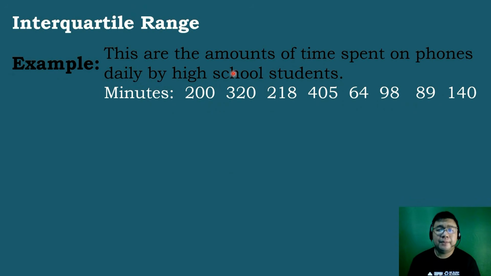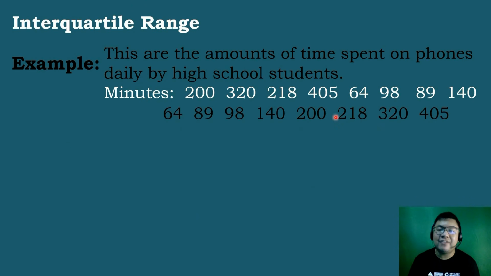So these are the amount of time spent on phones daily by the high school students using the same example. These are the same given as earlier. So let's have the interquartile range. To get the interquartile range, we need to first compute the value of quartile 1 and the value of quartile 3. Since this is an example of ungrouped data, the first step is to arrange this from the lowest score up to the highest score.